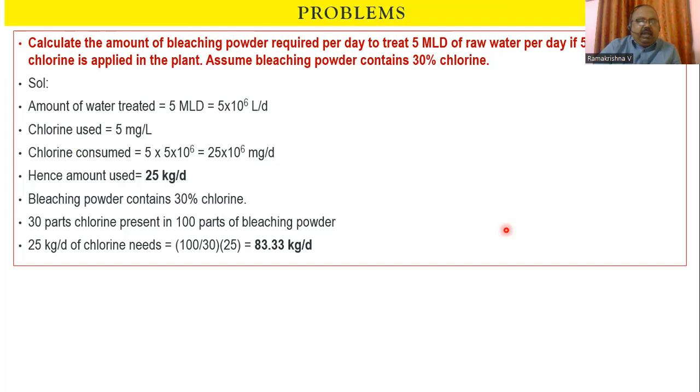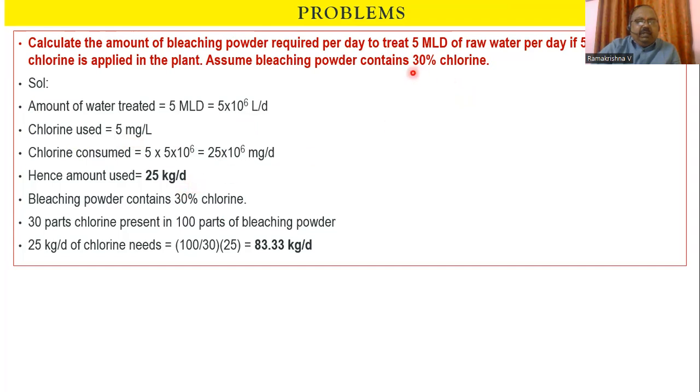So what is the water to be treated here? 5 mld, 5 into 10 to the power of 6 liters per day. And how much chlorine is used? 5 milligram per liter. Chlorine consumed is equal to the water treated multiplied by chlorine used, 5 into 10 to the power of 6 liter per day into 5 milligram per liter. It will give you 25 into 10 to the power of 6 milligrams per day. But 1 kilogram is equal to 10 to the power of 6 milligrams. So accordingly, the amount of chlorine used here in the plant is 25 kilograms per day.